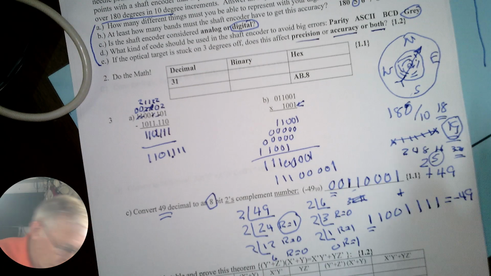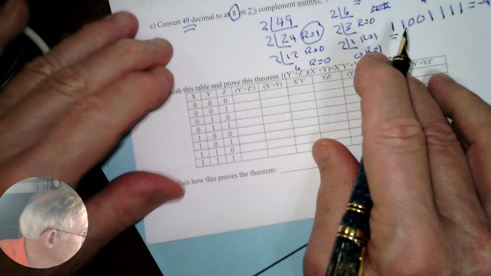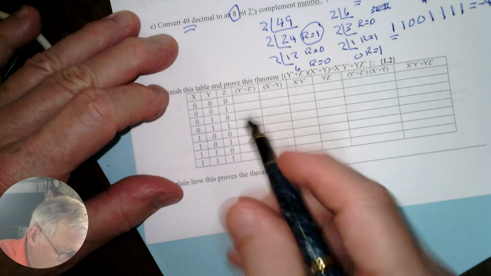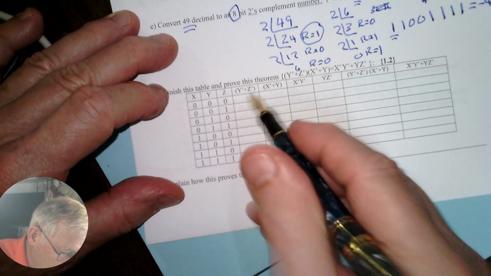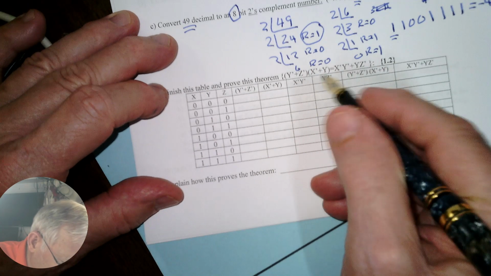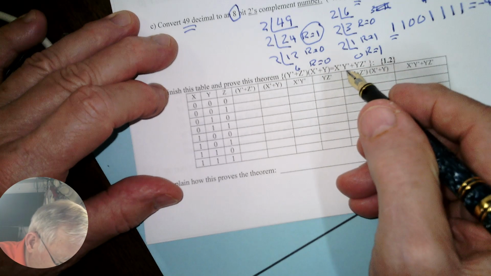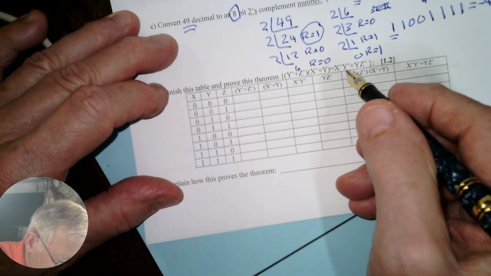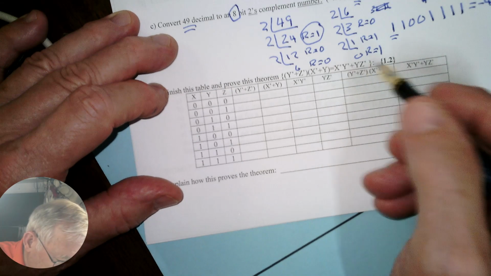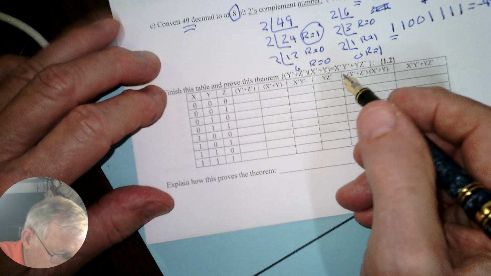All right, okie doke. So here we're going to prove this theorem. The theorem is (y' + z') times (x' + y) equals x'y' + yz'. So that's basically the multiplying and factoring theorem.